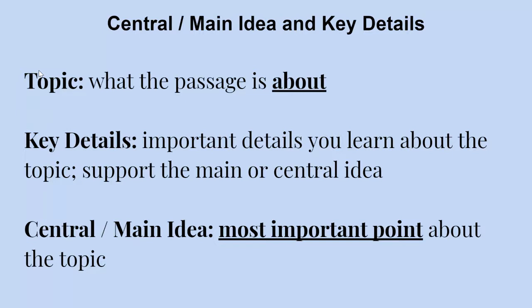We identify the topic we are reading about when we begin reading a new passage so that we know what we are reading about and what we are learning about. This is that one or two words that tells us what the passage is about. From there, we look for key details, important details that you learn about the topic. These details ultimately support the central or main idea, which is the most important point about the topic.